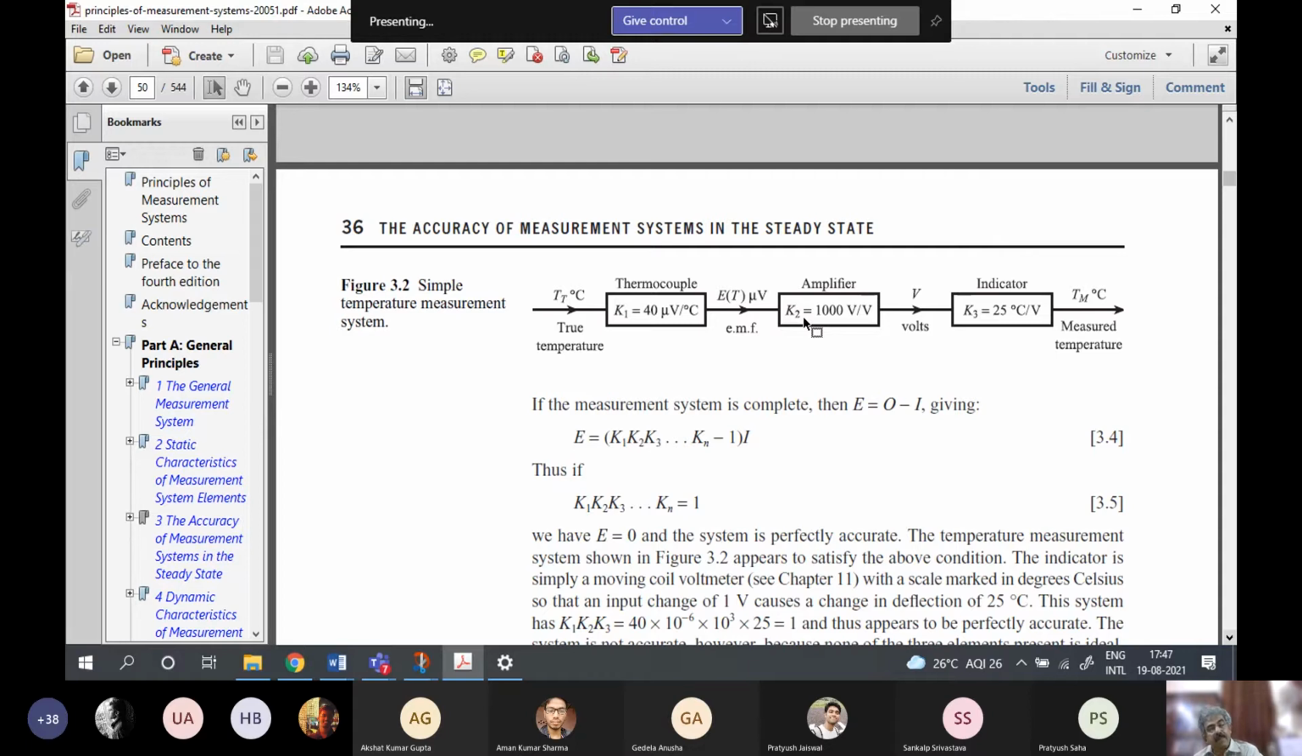Even an amplified voltage signal will be very susceptible to noise if it is transmitted over a long distance. 1 foot, 2 feet, 1 meter is fine. But if you want to transmit a signal to, let us say, 10-15 meters, then it is not advisable to transmit it as a voltage. It will be very susceptible to noise, particularly in an industrial environment. But in this case, what they are showing is a very simple case. Suppose we have a thermocouple.